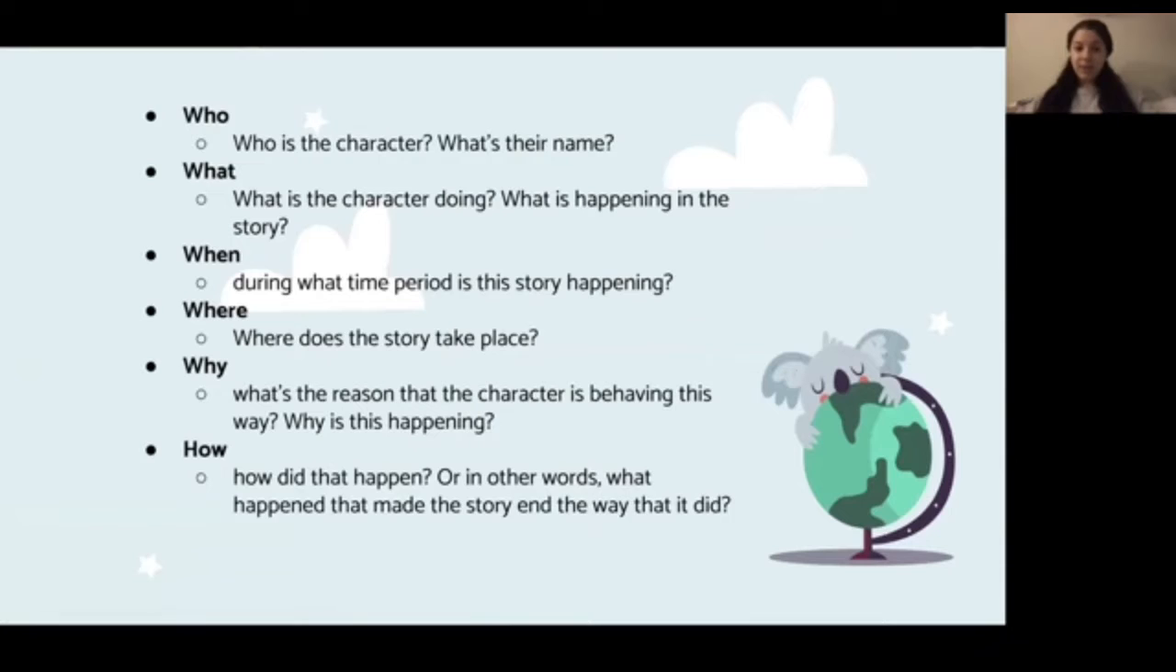First, let's define what each of these words mean so that we can use them to explain our stories. To figure out the who, you want to ask yourself, who is the character and what's their name? To figure out the what, you want to ask yourself, what is the character doing and what is happening in the story? To figure out the when, you want to ask yourself, during what time period is this story happening? To figure out the where, you also want to ask yourself, where does this story take place? To figure out the why, you want to ask, what's the reason that the character is behaving this way? Why is this happening? To figure out the how, you want to ask yourself, how did this happen? Or, in other words, what happened that made the story end the way that it did?